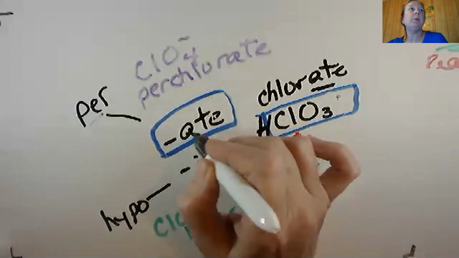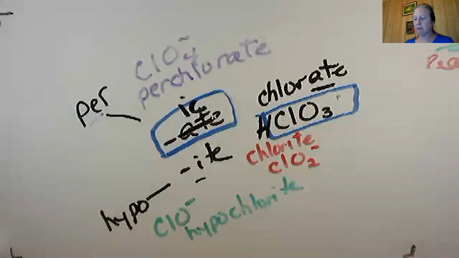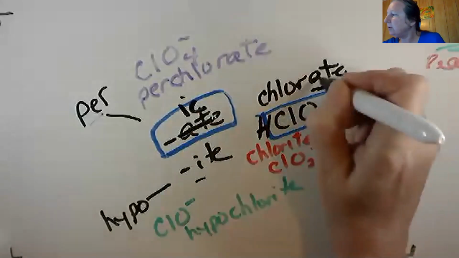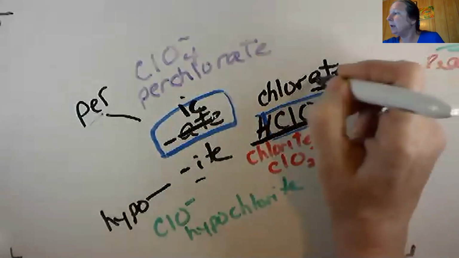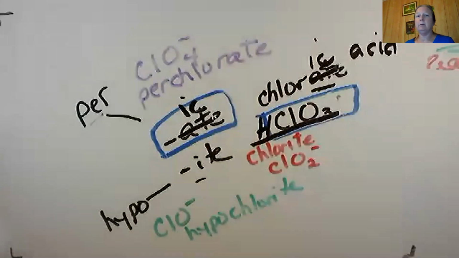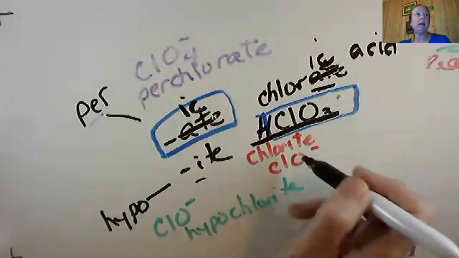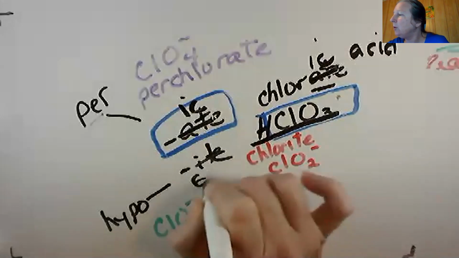Ate is going to be replaced with ic, and we call it acid. So chlorate, my ion was called chlorate. This is going to be chloric acid. So the ate replaced by ic, and you say it with the word acid. So chlorate, if it's in an acid with a hydrogen, it's chloric acid. What about the ite version? You replace ite with ous, O-U-S.